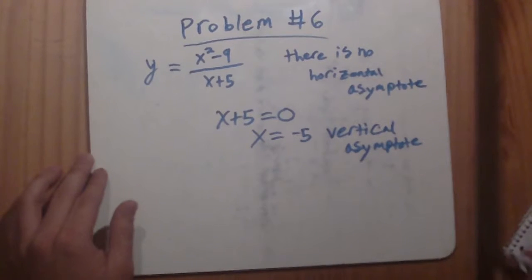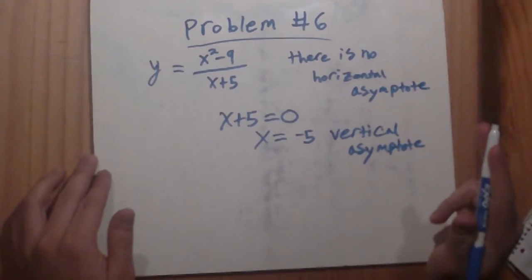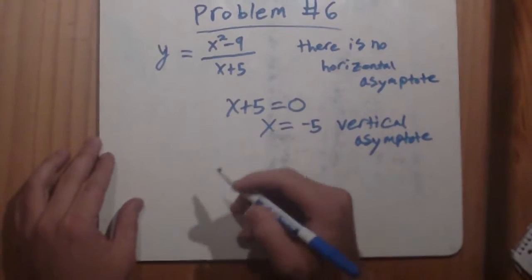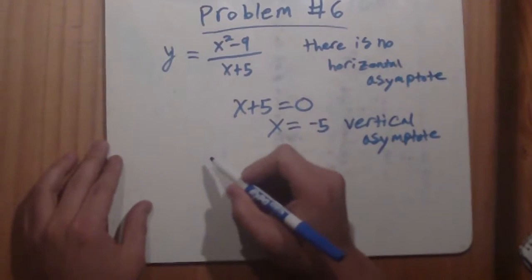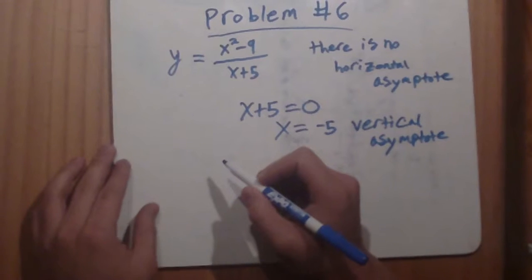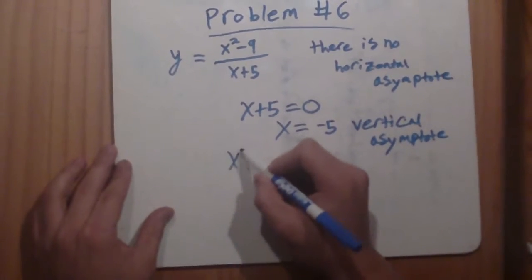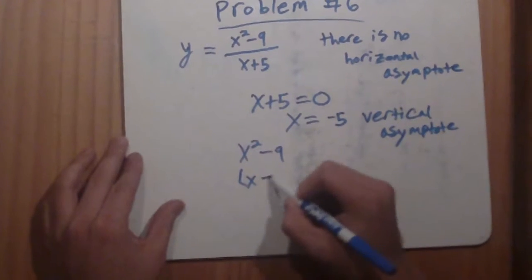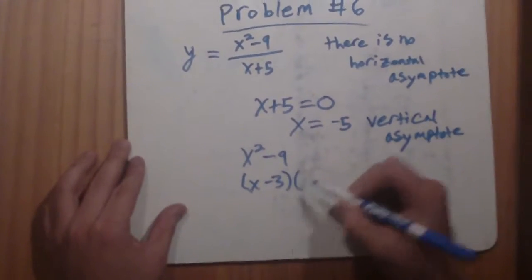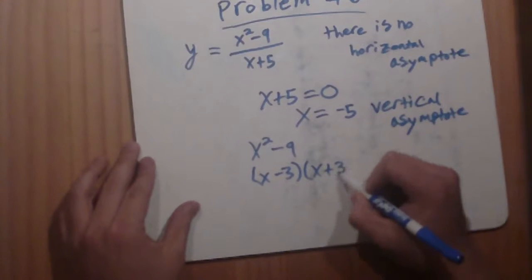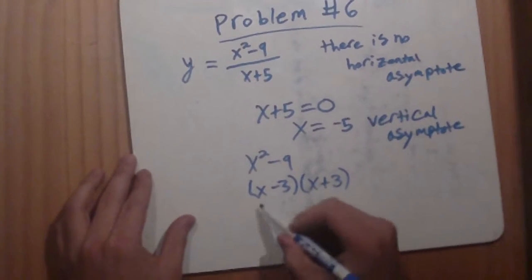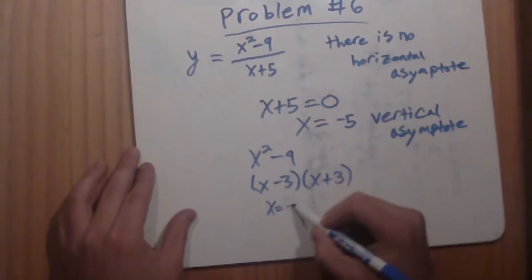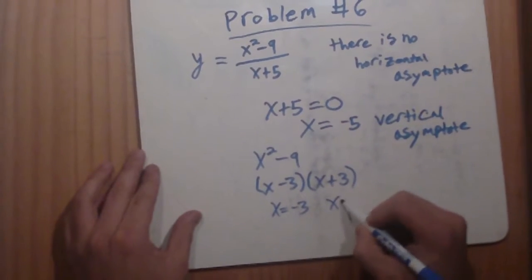And lastly, to find the x-intercepts, you take the top of the fraction, or the numerator, and you factor the top, which is x squared minus 9. That factors down to (x minus 3) times (x plus 3). And then you set each factor equal to 0 to find the zeros, which is x equals negative 3 and x equals 3.